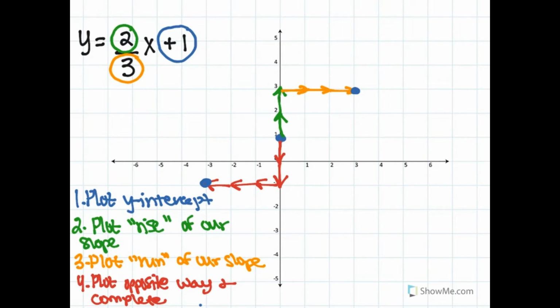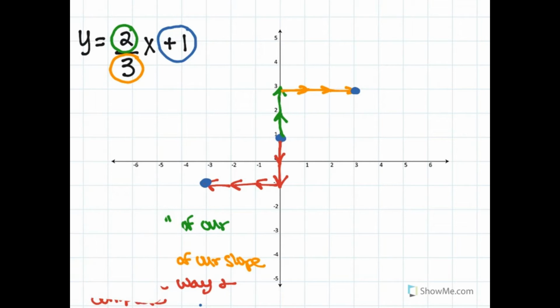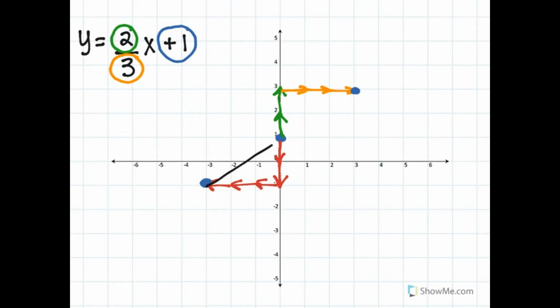So now that we have everything, I'm just going to erase this. We can draw a line through our 3 points. And now we have successfully graphed the slope.